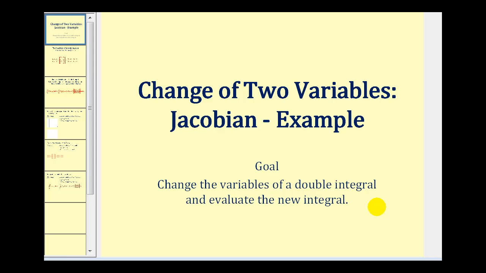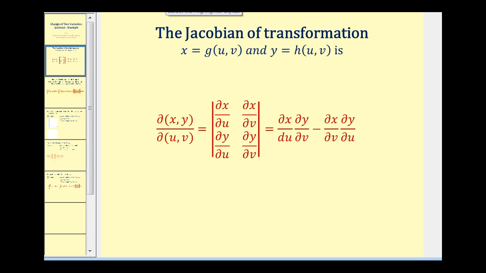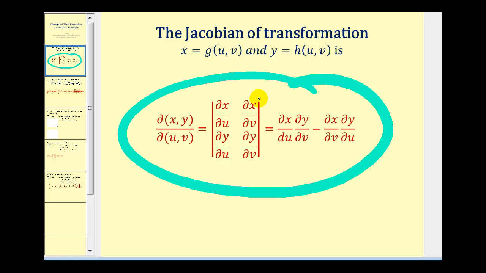Welcome to an example of a change of two variables for a double integral using the Jacobian. In the first video we showed that when converting to a new coordinate system, we often have an extra integrating factor in the new coordinate system, and we can determine that integrating factor using the Jacobian as we see here.